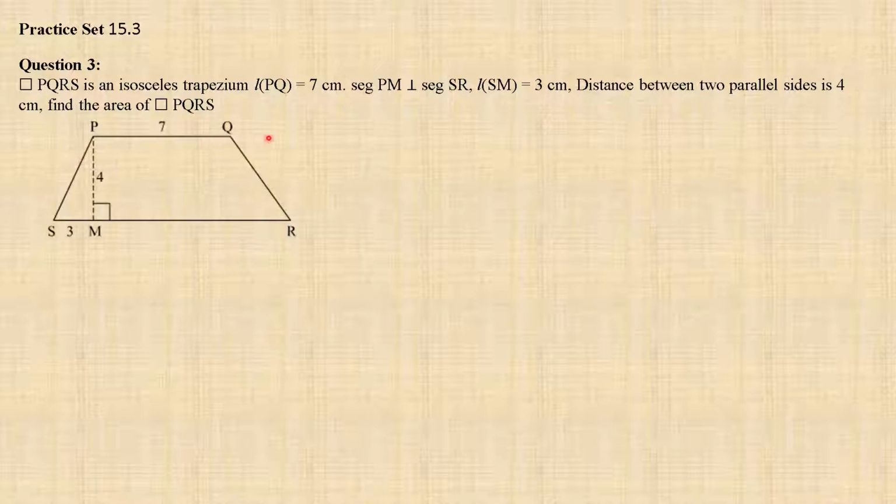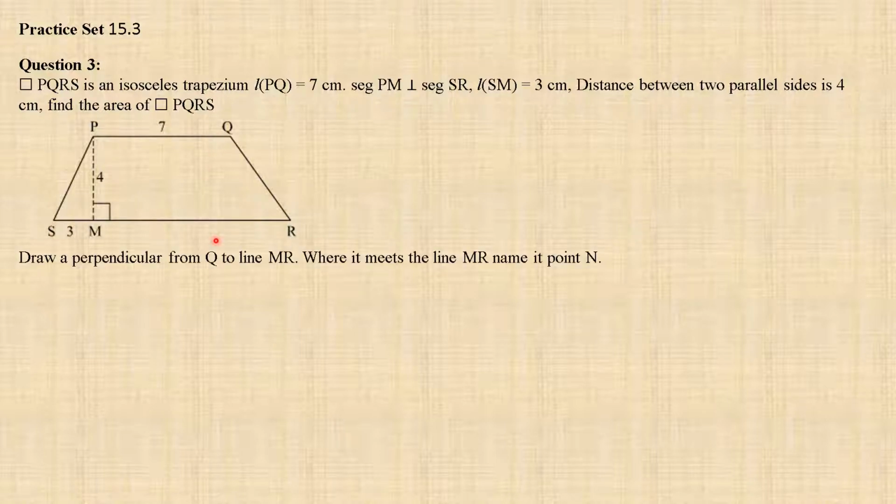So if you see, PQRS is an isosceles trapezium, and by isosceles trapezium we mean the non-parallel sides will be equal. So in the given figure, PS and QR are the non-parallel sides, hence PS and QR will be equal to each other. So first what we'll do is we draw a perpendicular from Q to line MR, where it meets line MR, name it point N.